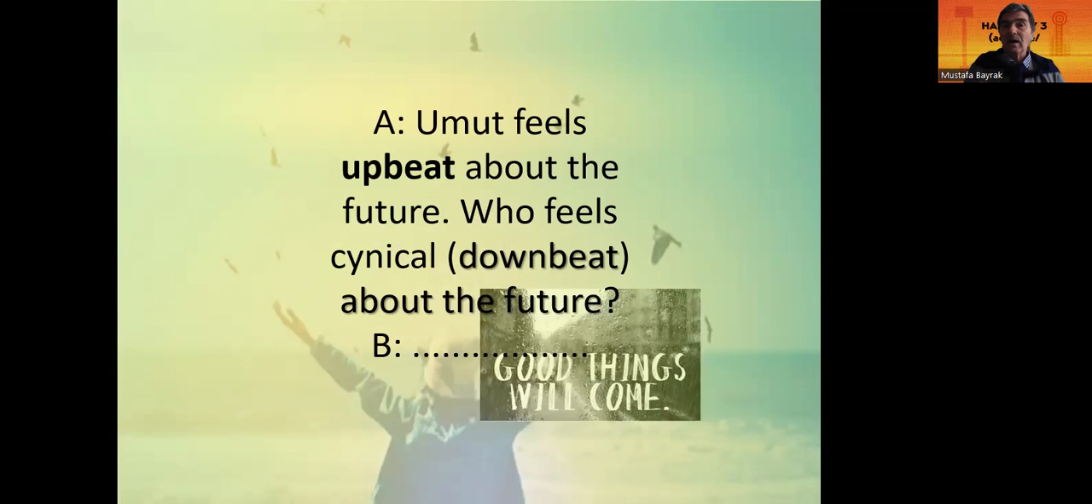And what does Umut say? Umut always says, good things will come, good things will happen in the future. But what does Engin say? Engin always says negative things will happen in the future. This is the difference between Umut and Engin.